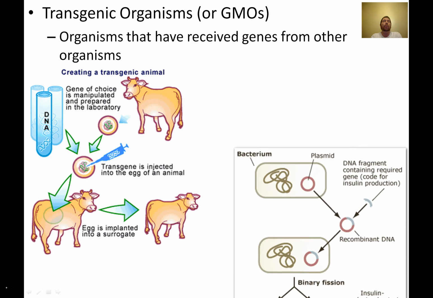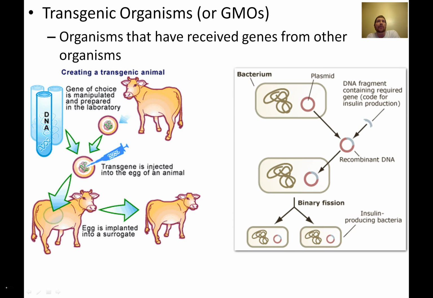Our next example of genetic engineering is the one that most people think of when they think about genetic engineering, and that's going to be transgenic organisms, more commonly known today as GMOs, or genetically modified organisms. A transgenic organism is when we take genes from one species and put them into another. Now, we've got a couple of ways we can go about doing that, but to put it real simple, we have transgenic animals, we have transgenic plants, we have transgenic bacteria.